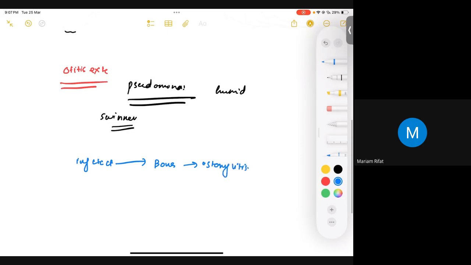Is that clear? So a complication of otitis externa can be malignant otitis externa, where it can spread. It can also give us a lot of pain, known as otalgia. We have a sign known as the tragus sign. So what is the tragus sign?